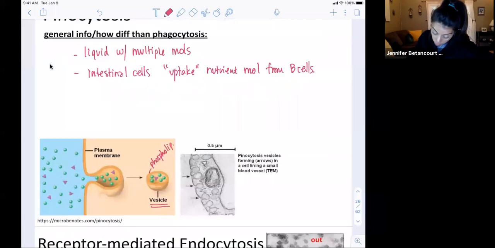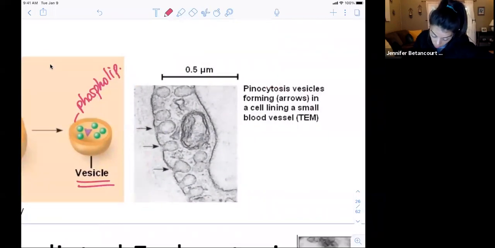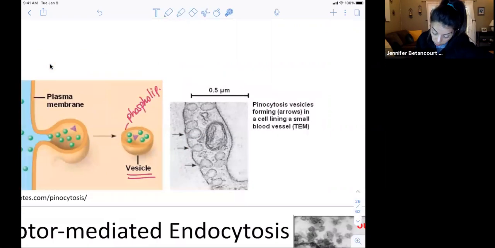And here's an actual real picture of this happening where the vesicles are forming right here. So here's the vesicle forming around. You can't see the individual molecules in the liquid, but here is the vesicle forming. Here's the vesicle forming. Okay.